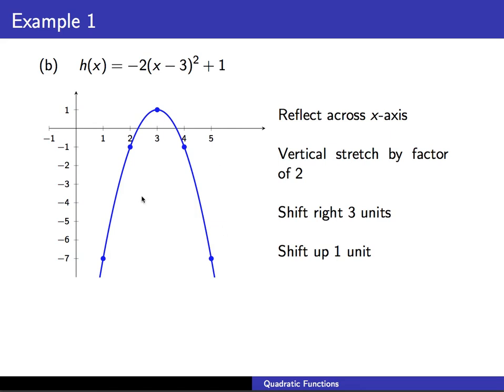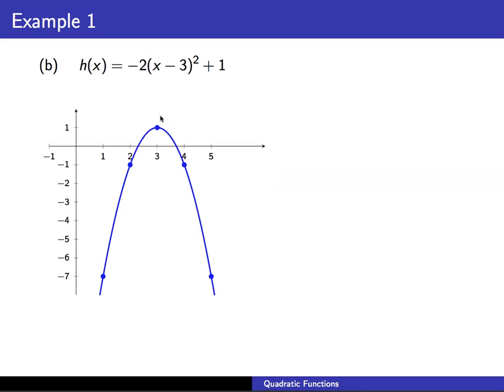So our vertex, we started at the origin, we flipped it across the x-axis, stretched it vertically by a factor of 2, and then moved everything 3 units right and 1 unit up. And that's our vertex at (3, 1). So the opposite of negative 3 is 3, and then we keep the 1 as a 1. So the vertex is just the transformation for the horizontal and vertical shifts of our original vertex, which was at the origin. This time our y values are less than or equal to 1.